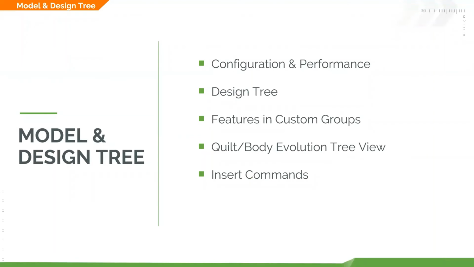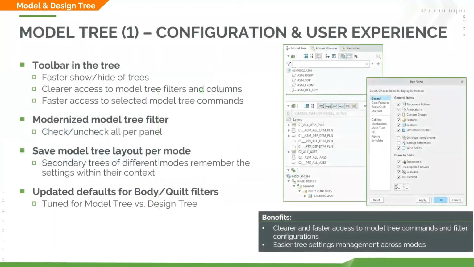Okay, so let's look at the model and design tree enhancements. So we see configuration and performance, features in custom groups, and quilt body evaluation tree, etc. So in the model tree, the configuration and user experience. So they've changed the model tree. They've added a few more features. So the toolbar in the tree, we can now hide and show certain objects. We have clearer access to the model tree features and columns.